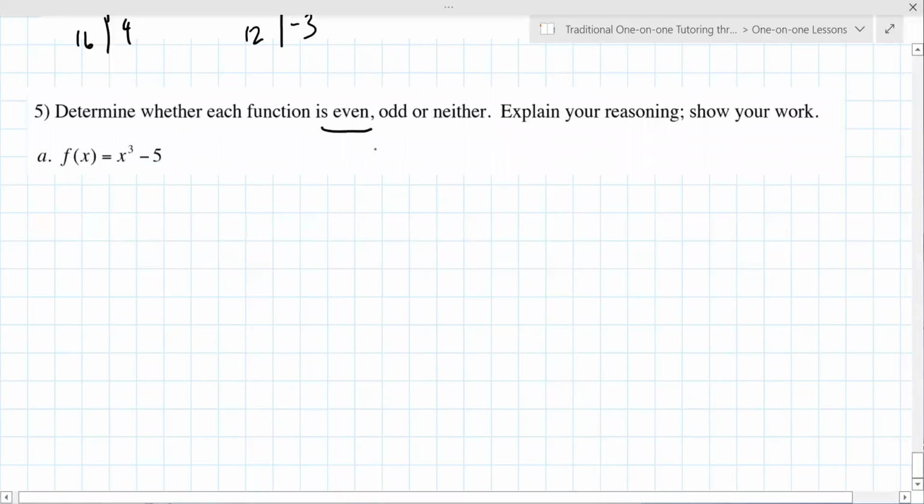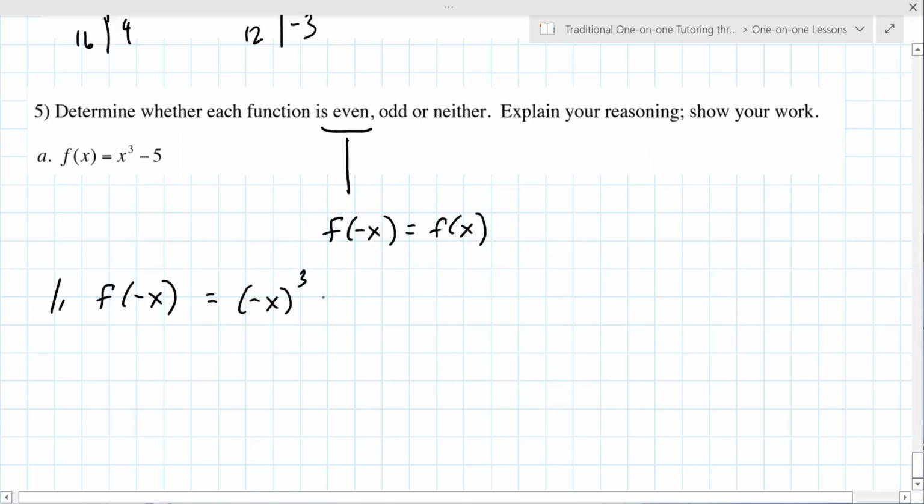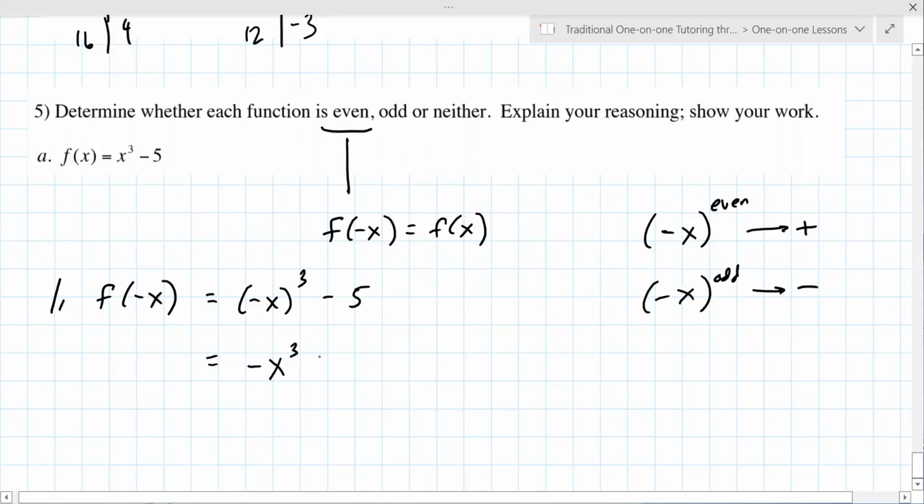So a function is even if the following is true: f of -x equals f of x. What you always do first is evaluate f of -x. You go back to the original function and put -x in for x. This is where you've got to be really strong on what -x to an even power, like 2, becomes. Well, it becomes positive. But if it's -x to an odd power, it stays negative. So this becomes -x cubed -5.